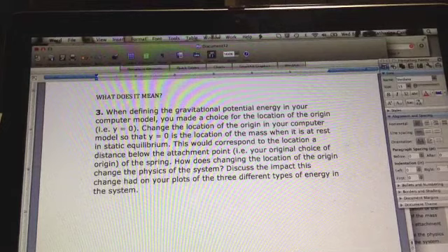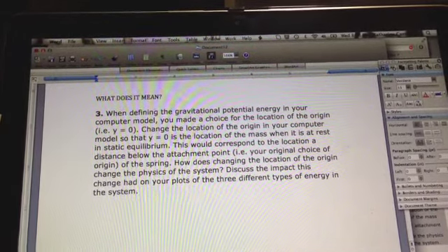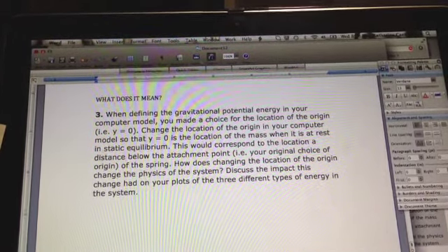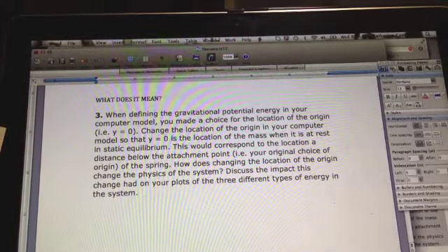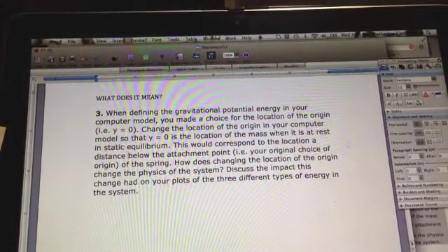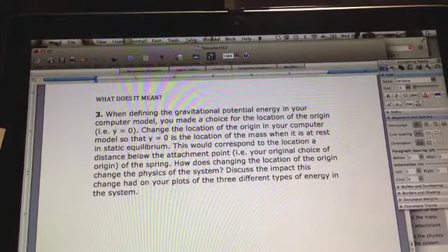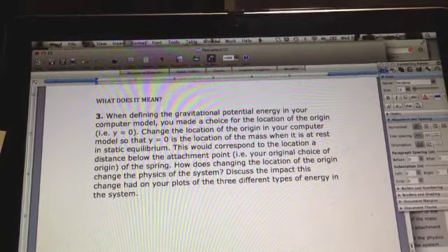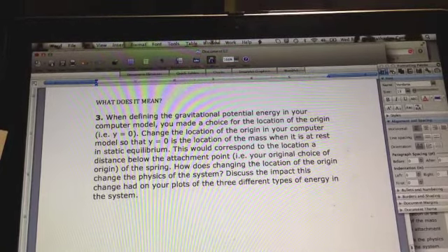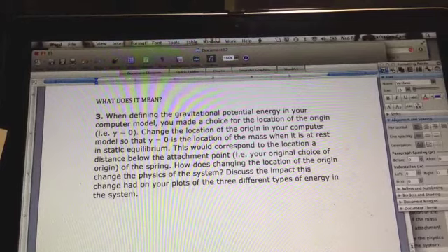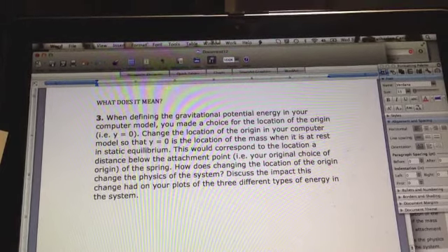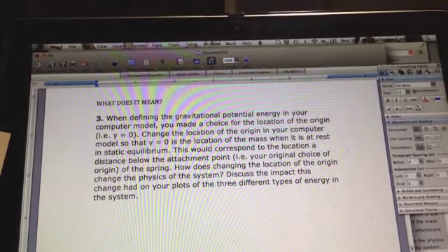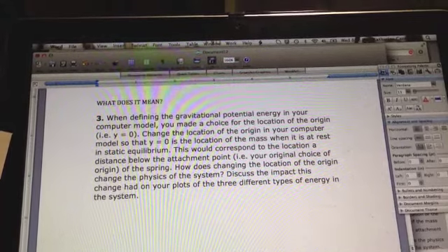The third what does it mean question asked if I shifted the origin, would it change the physics of the system? If I changed the origin, I would change the spring position and the ball position. Therefore, the spring constant and L naught would be the same. All the oscillations on the graph would then be shifted and the period would be the same. Because all these values would remain the same, it would not affect the physics of the system.